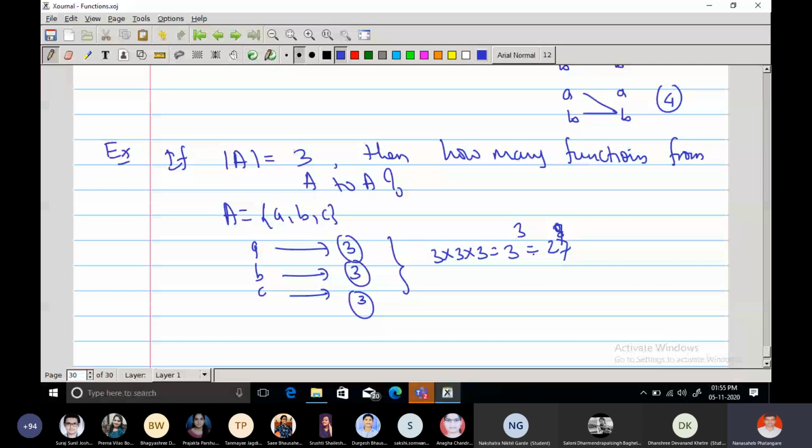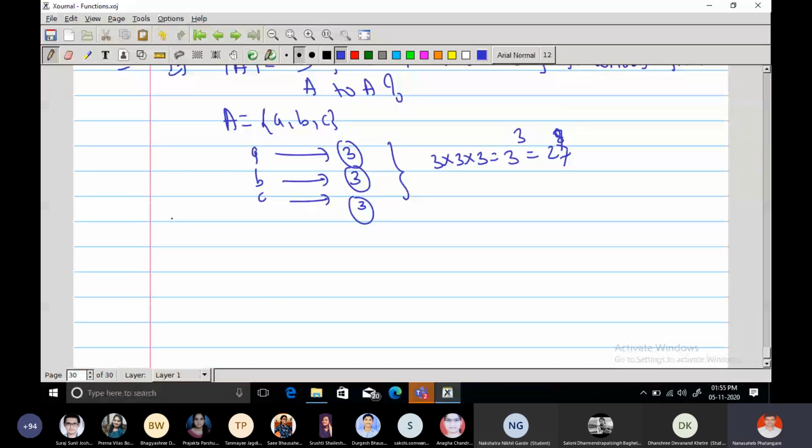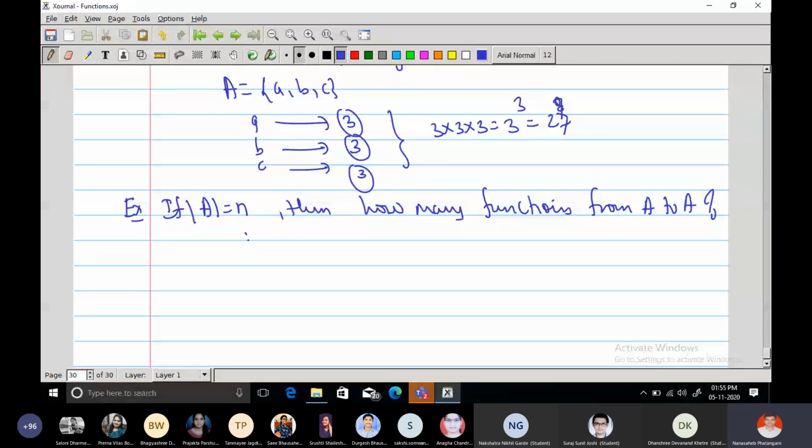Right, 27 functions. Is it clear? Yes, sir. You can actually write down all these functions, but one-one functions are only 6. Right, so if the cardinality of A is equal to n, then how many functions from A to A? n raised to n, because every element has n choices, and how many elements in A? n. So n raised to n.